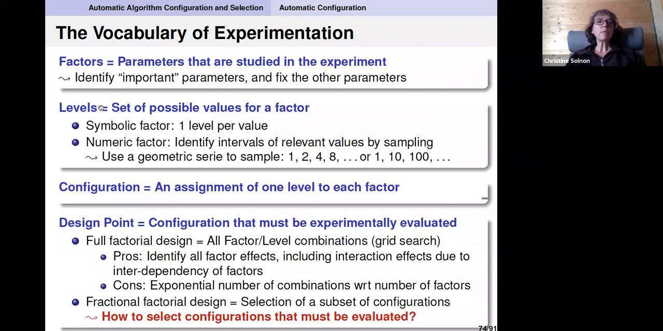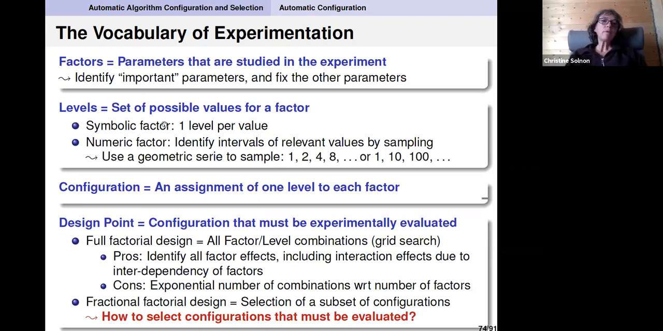But first of all, let me introduce the vocabulary which is used for experimentation, not only in computer science. For experimentation, we call a factor a parameter which is studied in the experiment. So in the experiment, we are going to change the value of this parameter. So the factors are the important parameters, and all other parameters, we simply fix their values.